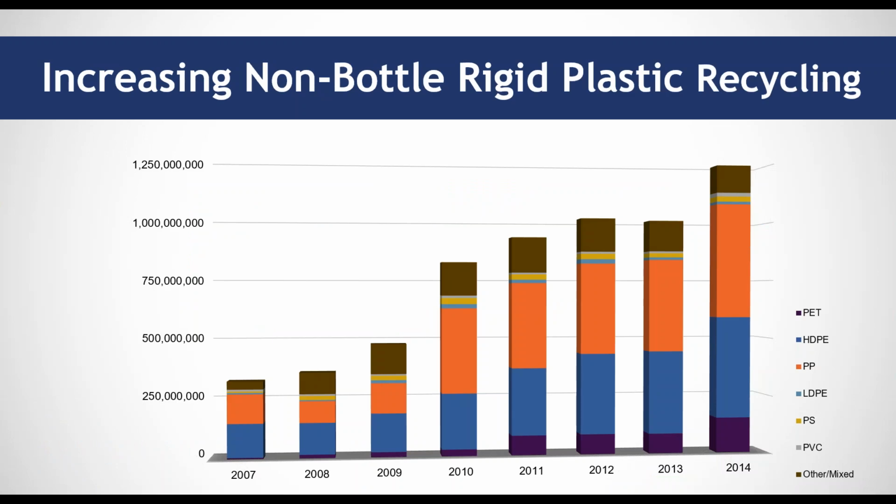Non-bottle rigids. When I mentioned the coffee study earlier, that plastic canister back in 2008 was not readily recycled. You can see the increase in polypropylene, which is one of the materials for yogurt cups and butter tubs and things like that. So we're seeing more recycling of non-bottle rigids over time, which is a positive trend in getting more plastic into the recycling stream.